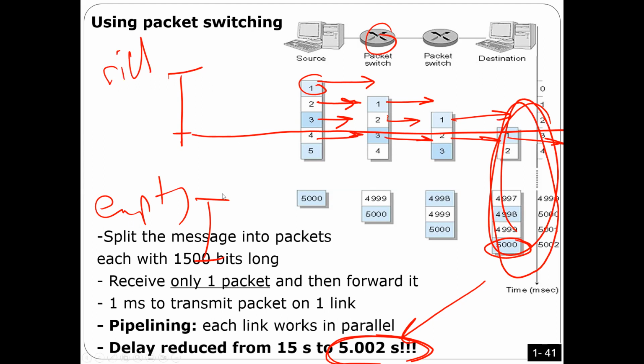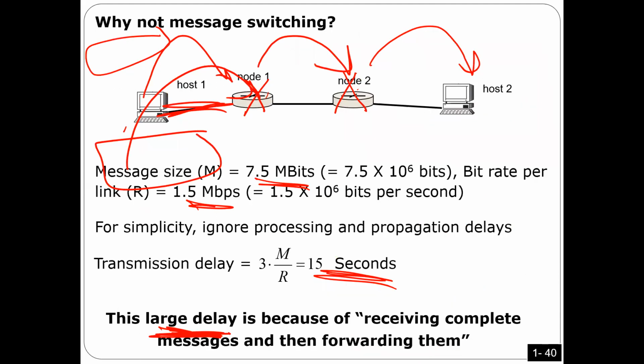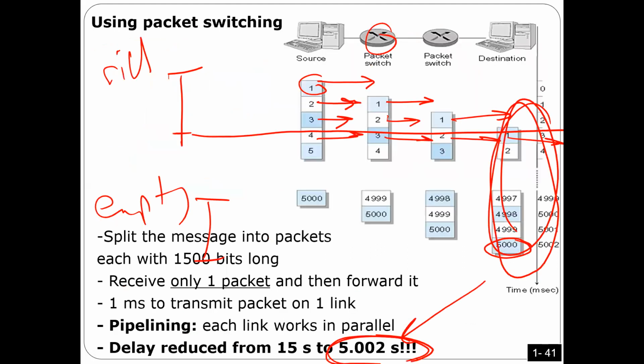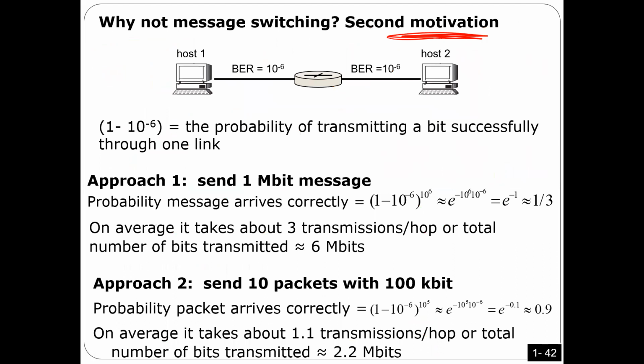we can transmit messages faster. So this is one motivation for why message switching is not good, and why packet switching is better than message switching. This is one reason. Is that okay? Any questions?